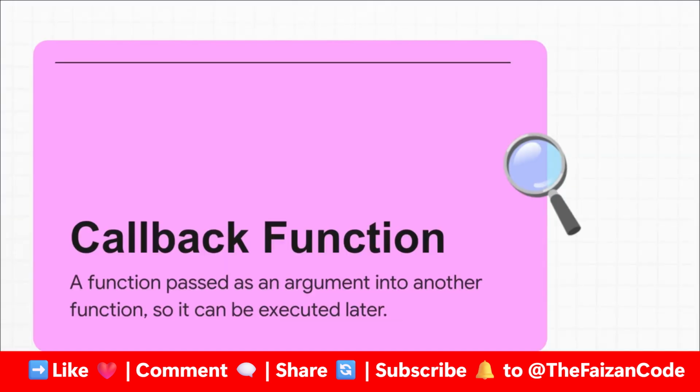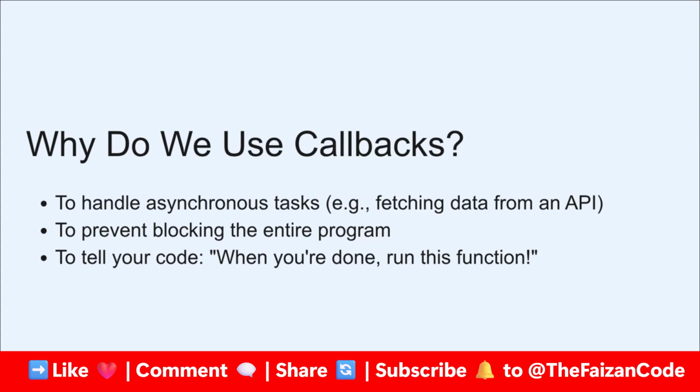So what's the official definition? It's actually pretty simple. A callback is just a function that you pass into another function as an argument. The whole point is that it doesn't run right away. The function that receives it gets to decide when to execute it, or you could say, when to call it back.